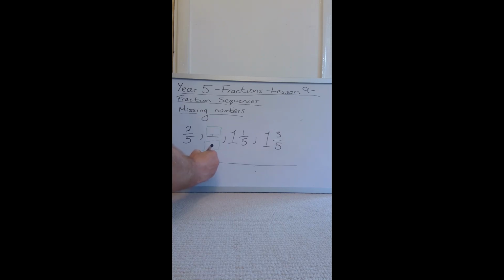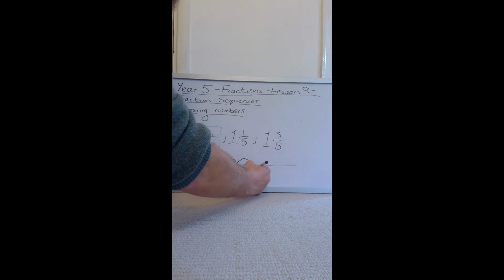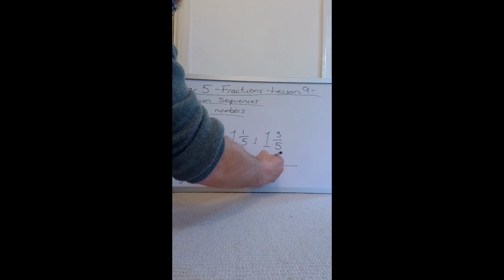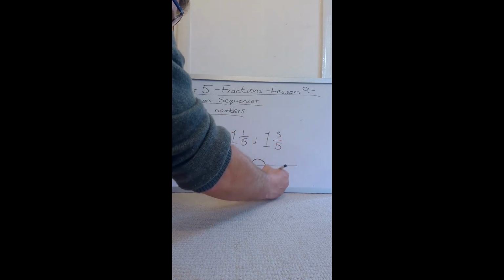So 2/5 becomes 3/5, and then another jump which becomes 4/5. And I'm going to keep going. 5/5, which we know is a whole, 1, another 1 and 1/5. Now we can see we've actually got two of the numbers that are on there. Do another jump, that'll be 1 2/5, and do my final jump of 1 3/5.